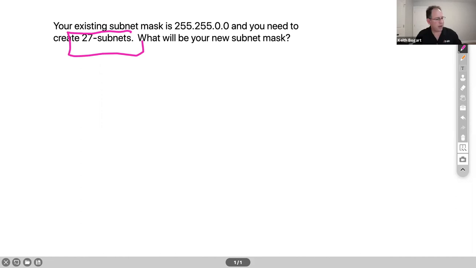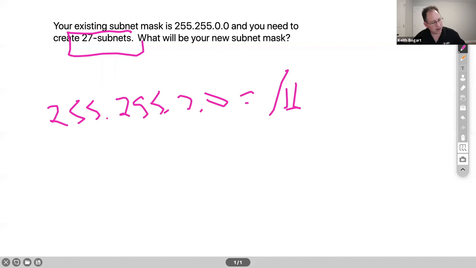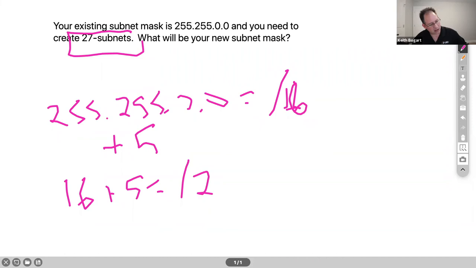So if my original subnet mask was 255.255.0.0, which translates to a /16, and I need to add 5 bits to that because 5 bits gave me 32 combinations, 16 plus 5, my new subnet mask is going to be a /21.